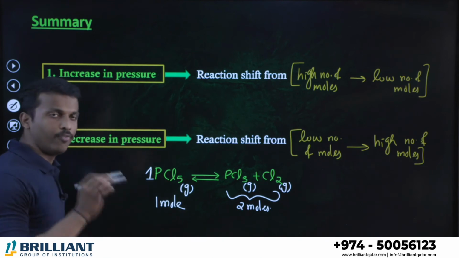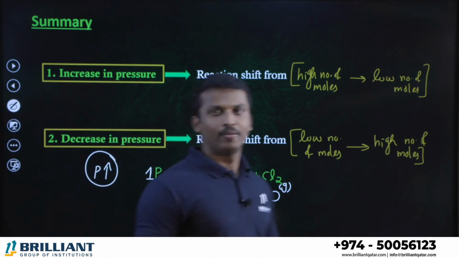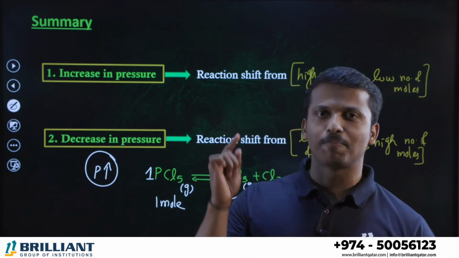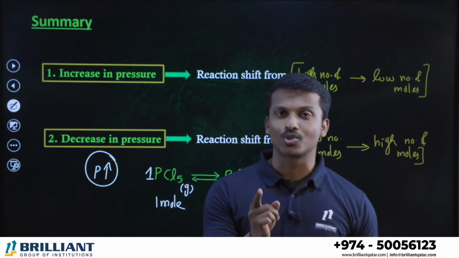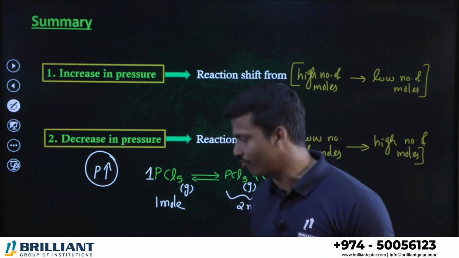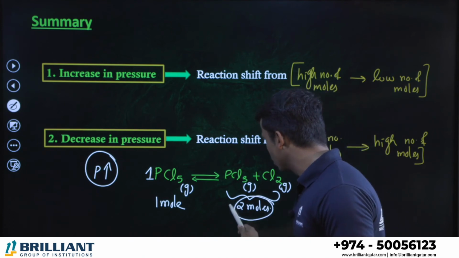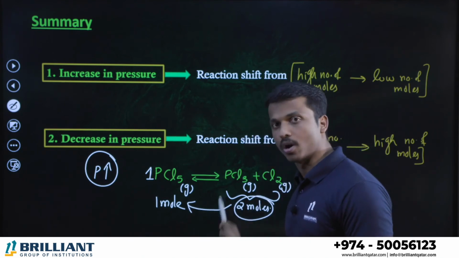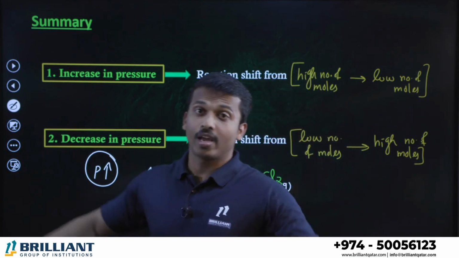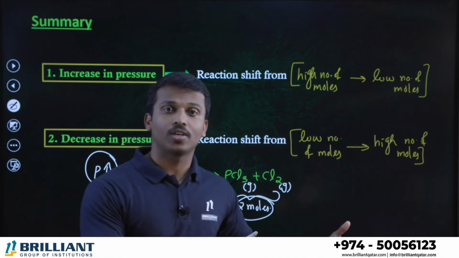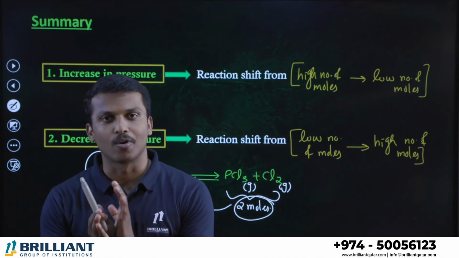Tell me, dear student, if you increase the pressure, what can happen? We studied, if you increase the pressure, reaction shifts from higher number of moles to lower number of moles. Where is the higher number of moles? Right side. So the reaction shifts from 2 moles to 1 mole. What is this reaction called? Product to reactant is called backward reaction. So we cannot fix it that if you increase the pressure, it is always forward or backward. It depends only on the number of moles.